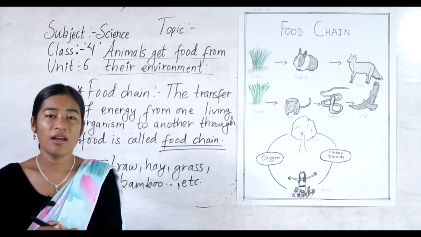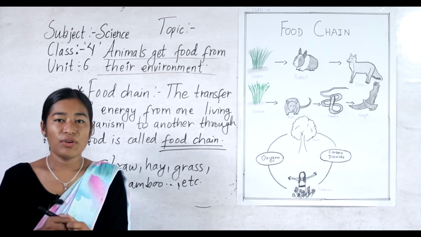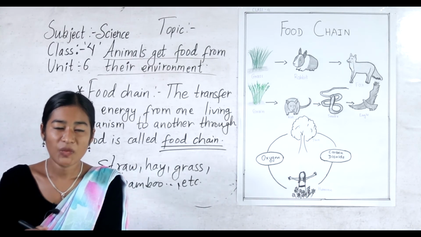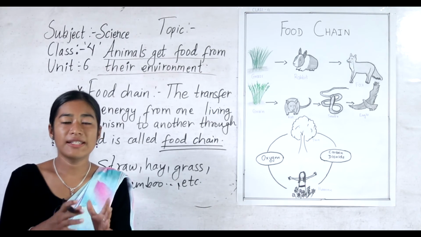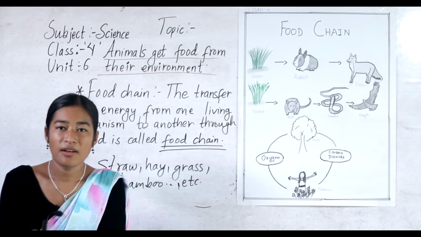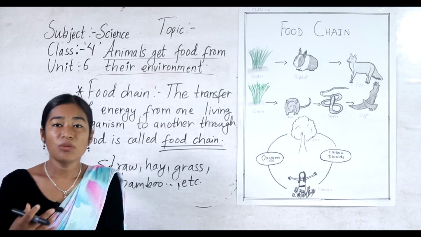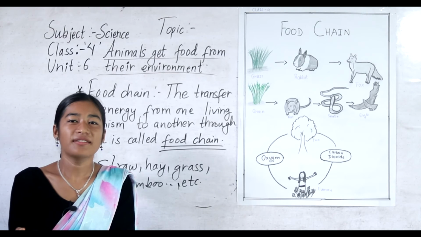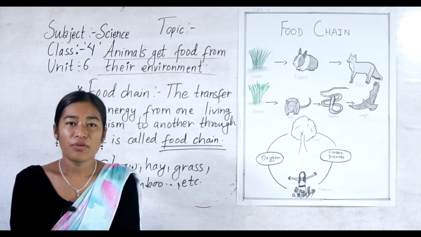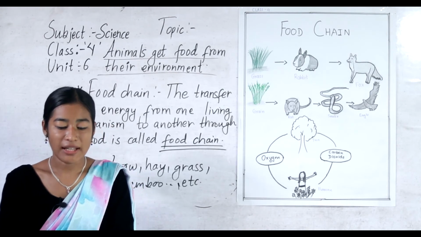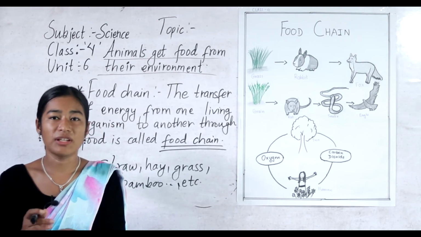Environment means the surrounding which consists of both living and non-living things, whereas all the living things depend on non-living things like air, water, land, etc. And animals also get food from the environment, where animals are benefited from plants as well as plants also get benefited from animals. So they are interdependent with each other.